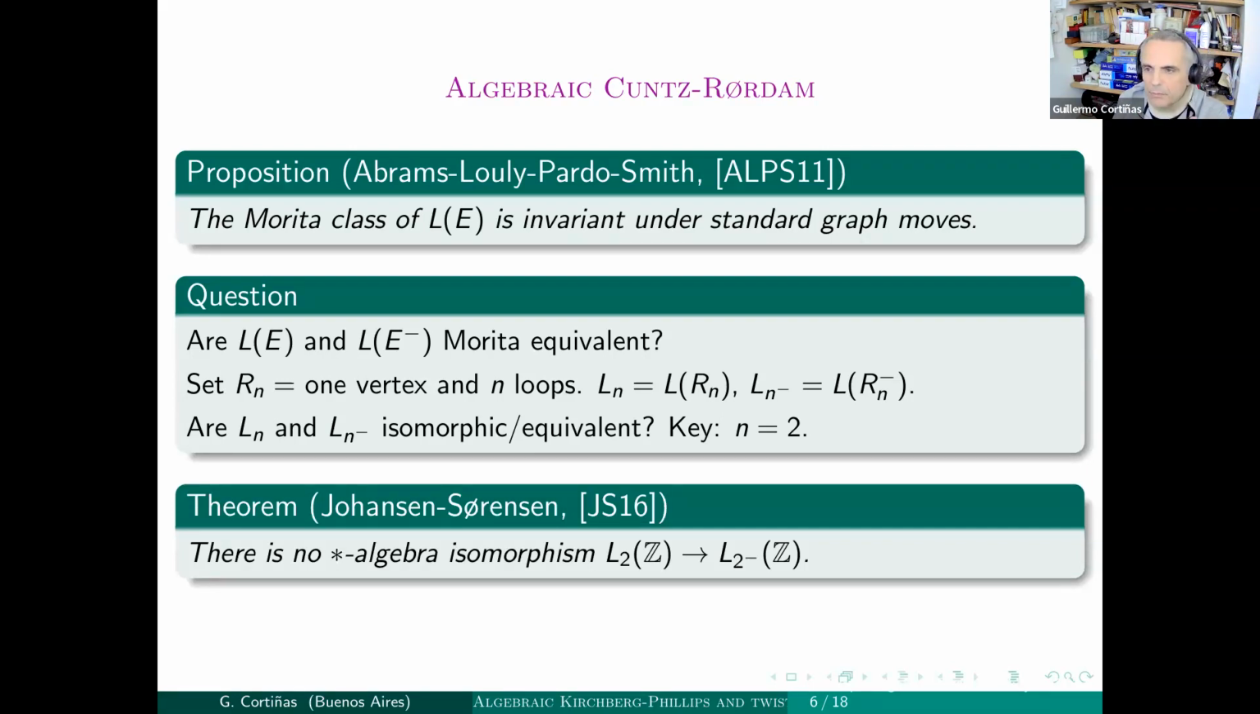And well, this is open, whether such an isomorphism exists, but there are some results which point in the negative direction. So for example, we have here this result of Johansen and Sorensen, which says that there is no star algebra isomorphism between L2 and L2 minus that is defined over the integers. So you can take the Leavitt path algebra of a graph over any ring, and if you just allow integer coefficients, then by this result, there is no isomorphism which in addition preserves the involution.